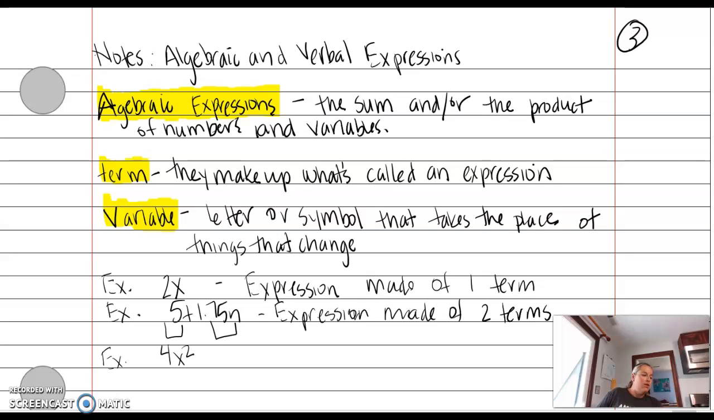4x squared plus 2x minus 8. This is also an expression made of 3 terms. 4x squared is a term, 2x is a term, and the minus 8 is a term.